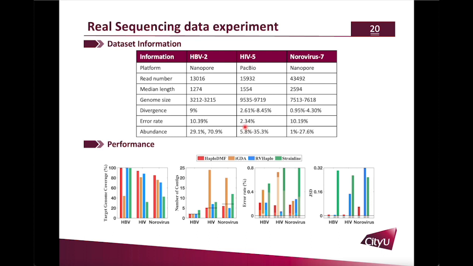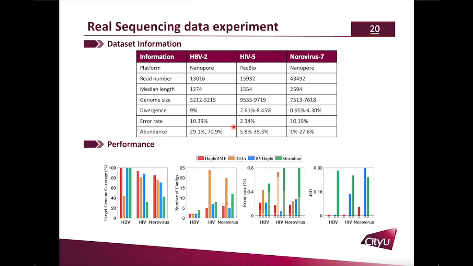Besides the simulated experiment, we also conducted experiments on real sequencing data. There are 2 HBV haplotypes, 5 HIV haplotypes, and 7 norovirus haplotypes in this dataset, respectively. The HBV and norovirus datasets were sequenced by nanopore technology, and the HIV dataset was sequenced by PacBio. The error rates of these 3 datasets are about 10% and 2%.